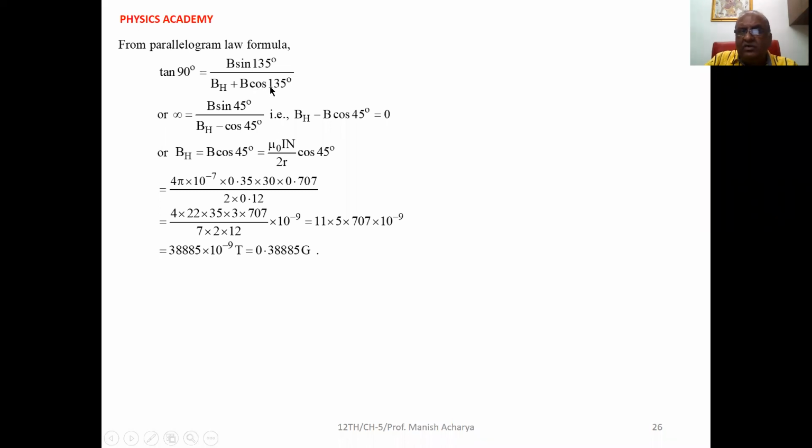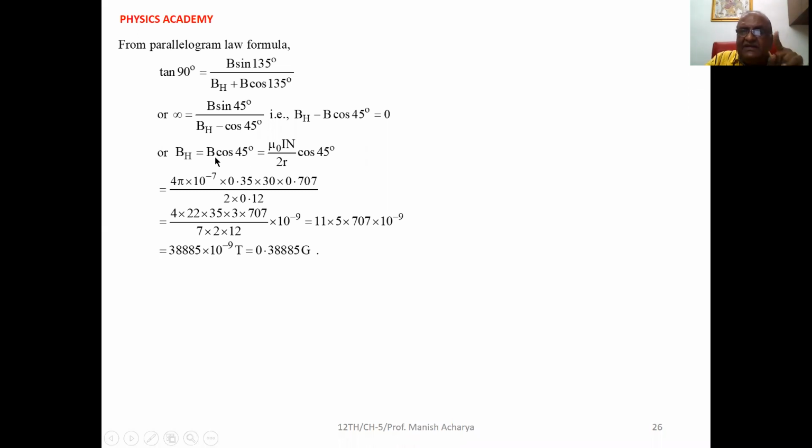that you can write minus cos 45, because you can write here cos of 180 minus 135. Clear? So that is in the second quadrant. In second quadrant, cosine is negative. So minus cos 45. Now this one is equal to infinite, means this denominator should be equal to 0. So BH minus B cos 45 is equal to 0. So we can write BH equal to B cos 45.